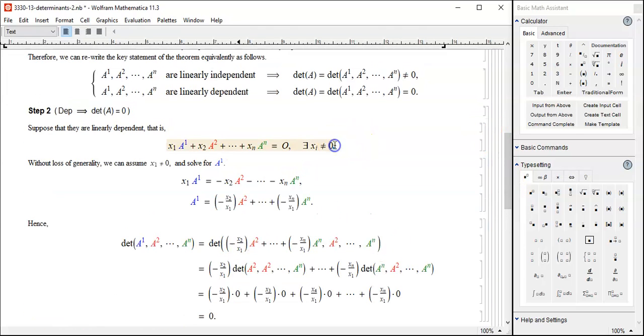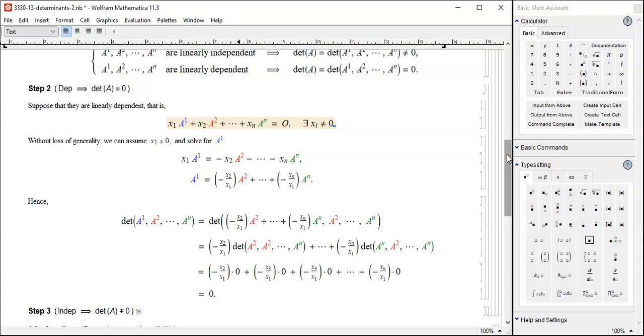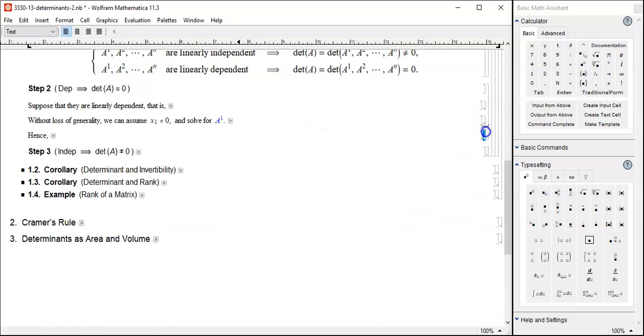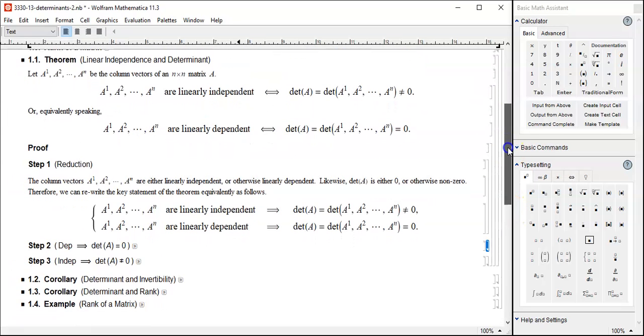So here we go. Let's assume linear dependence. So we have a linear combination x1 a1 plus x2 a2 and so on, plus xn an is equal to 0. However, not all the coefficients are equal to 0. And then solve for ai, without loss of generality, solve for a1 by dividing by x1, and then plug those into the determinant. And then we can use multilinearity and the alternating property to reduce this to 0. Alright, that completed the proof of the second statement, and let's go to the first statement.